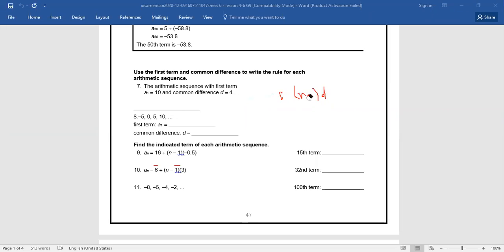Now we want to clarify. He already gave us a1. a1 was how many? 10. He said a1 equals 10, right? And also he said the common difference in this question was 4. Okay, then we want to simplify now, to answer the question.